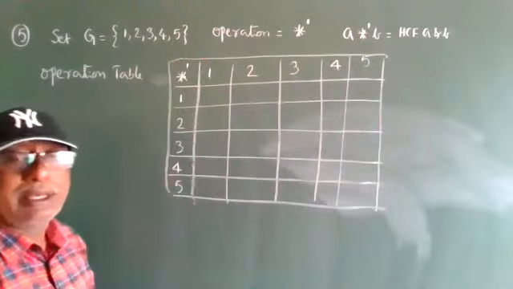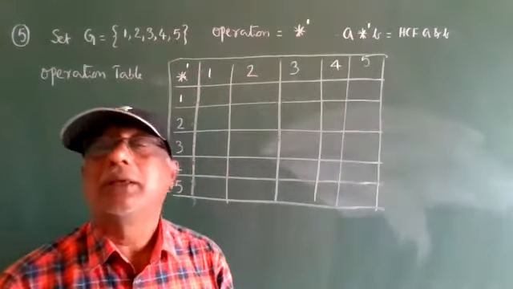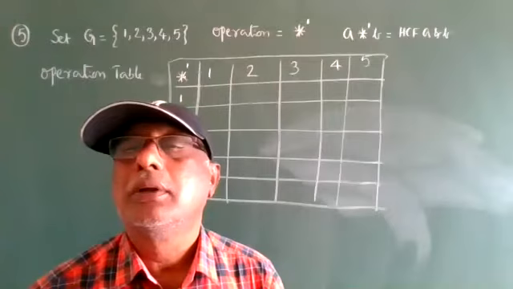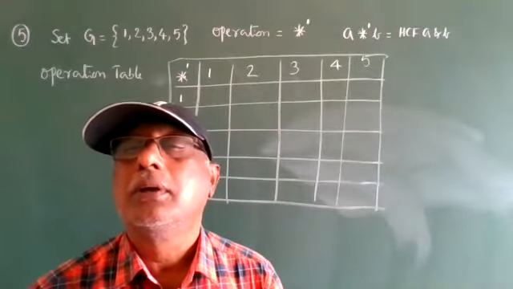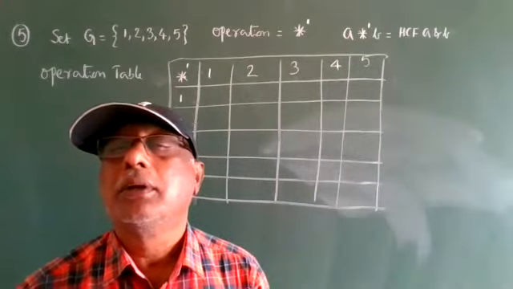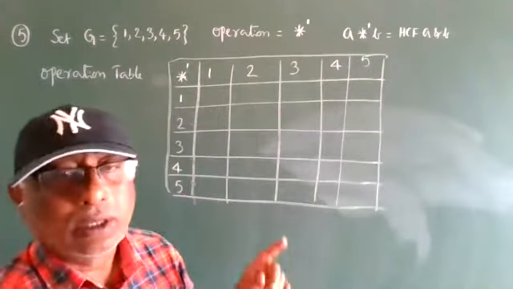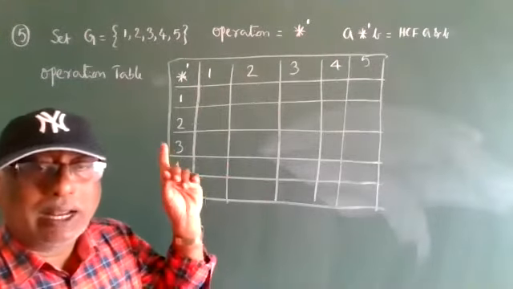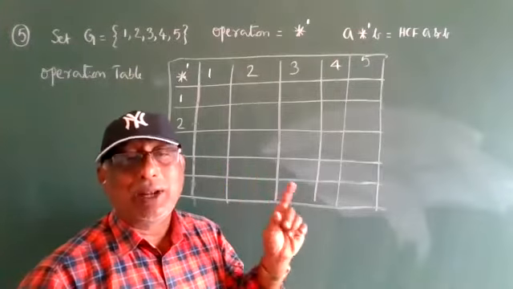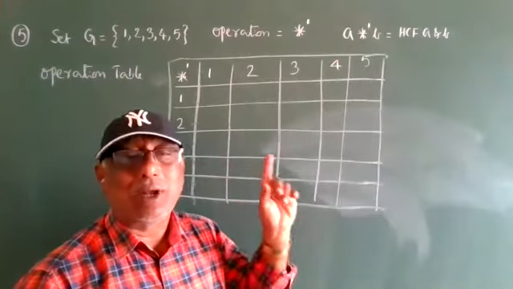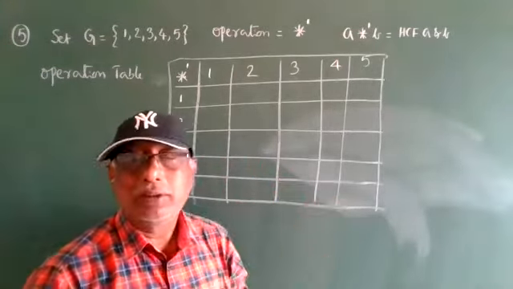Now we can see 1 star 1. So here, 1 and 1, what is the HCF of 1 and 1? 1 and 1 have the common factor 1 only. 1 into 1.